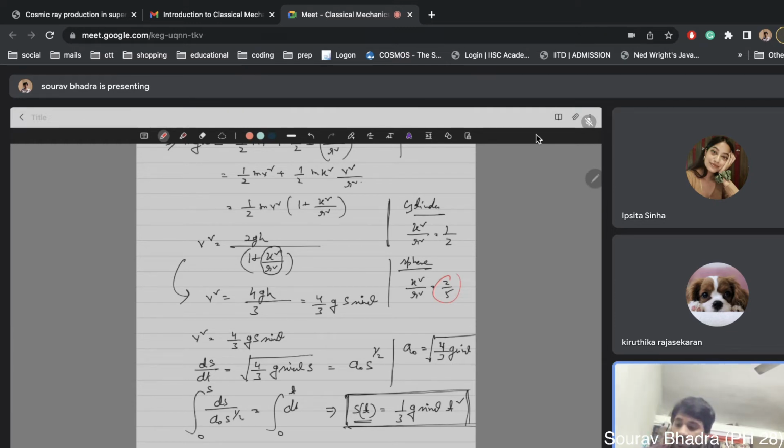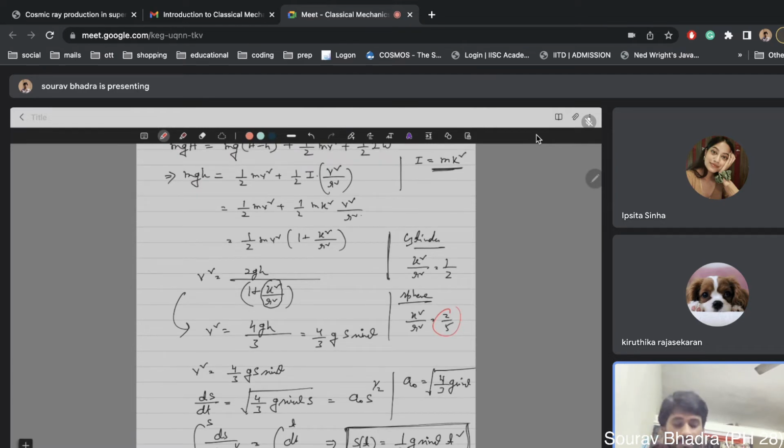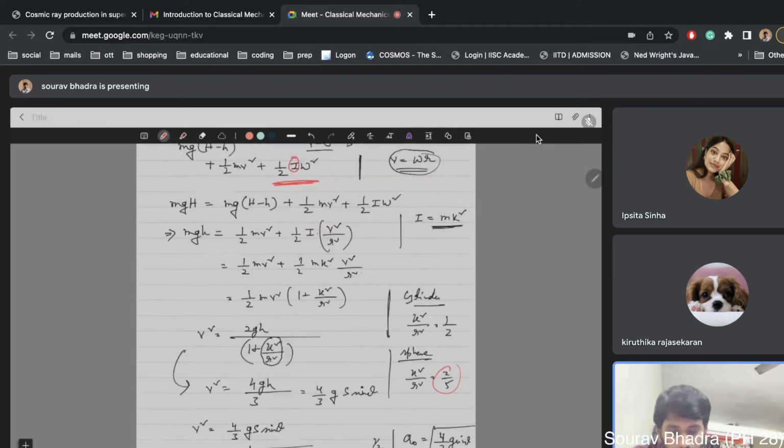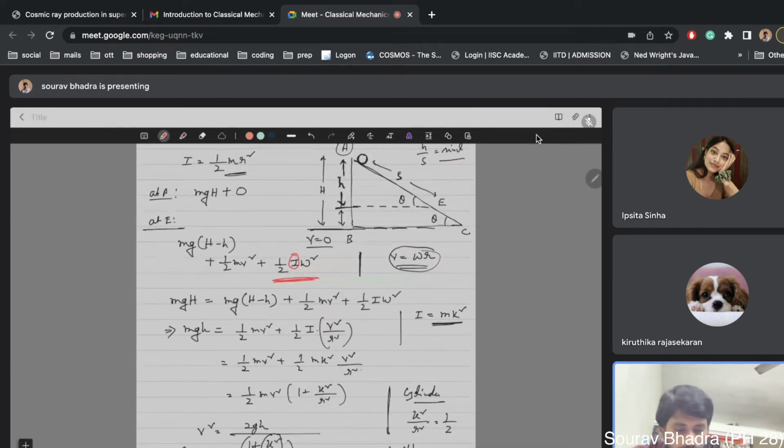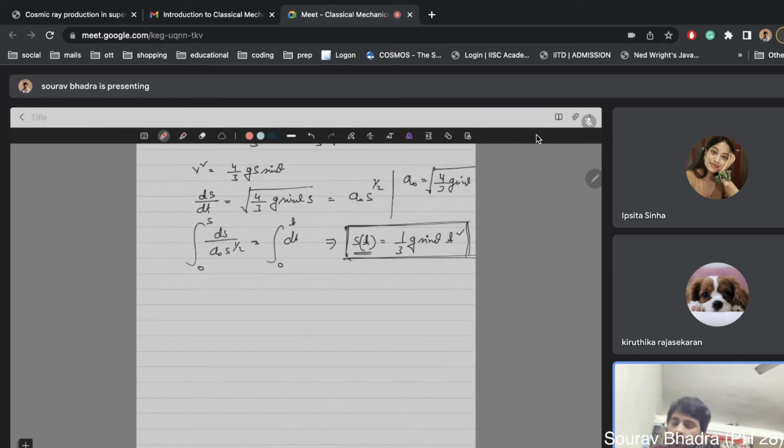Okay. Now this was some application of the moment of inertia tensor and our knowledge of conservation of momentum and all other things. Now we will do some, oh, I have a problem in my mind, but that I will do later. But first, some fundamental thing we will do.